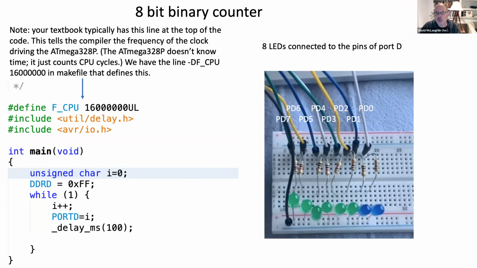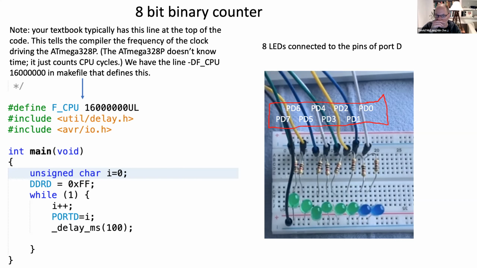Here I just want to show you an 8-bit binary counter. I've taken 8 LEDs and hooked them all up to port D pins of my Arduino Uno. Port D corresponds to pins 1 through 7. Each of those wires goes to one of the pins of the Arduino Uno, then into some resistors. I have 100 ohm resistors here, and then they go into the LEDs.